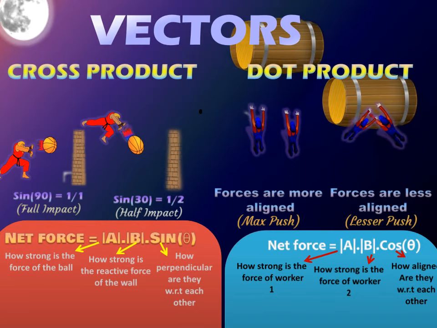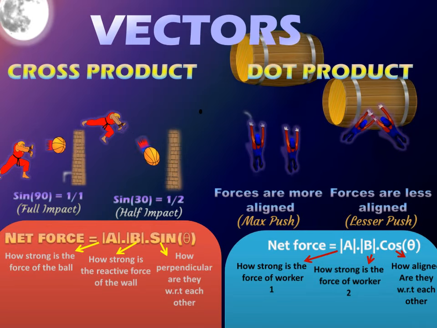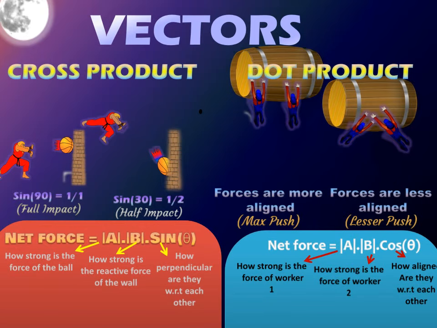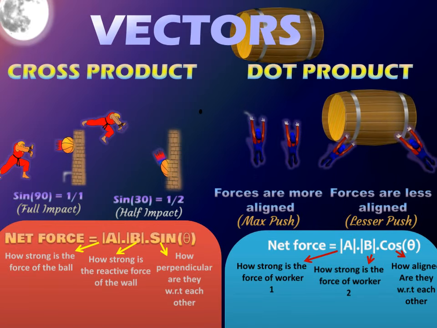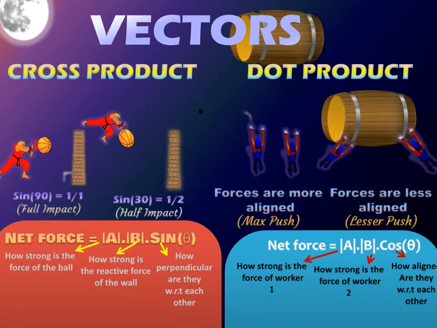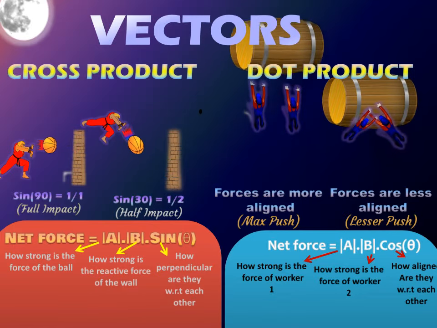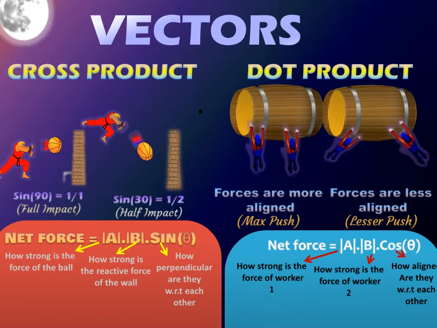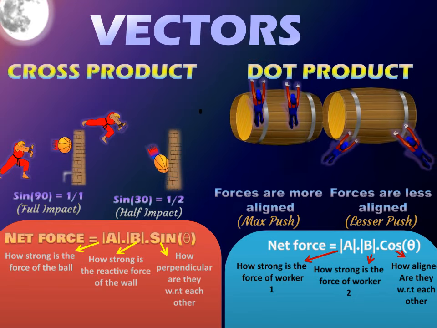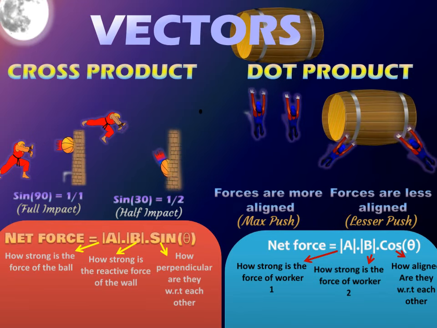The first is how strong is the force of the ball. The second is how strong is the reactive force of the ball. The third is how perpendicular are they with respect to each other. So the net impact depends on how strong is the force of the ball, how strong is the reactive force of the wall, and the third is how perpendicular are they with each other. At 90 degree, maximum transfer takes place, maximum impact takes place. At 30 degree, the impact is reduced to half.